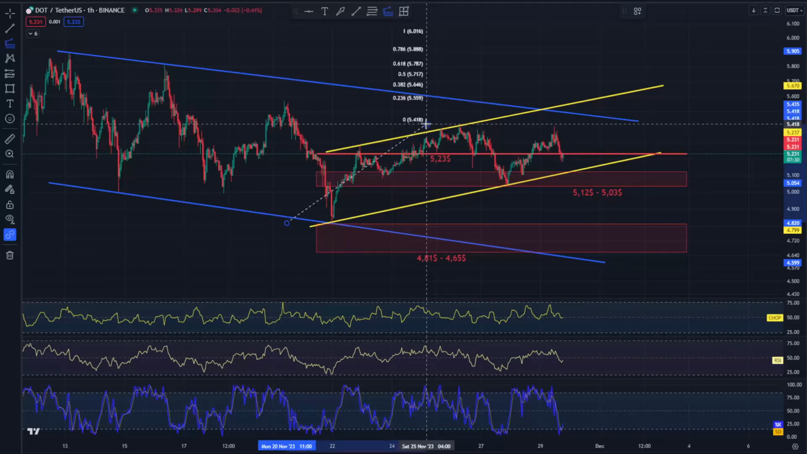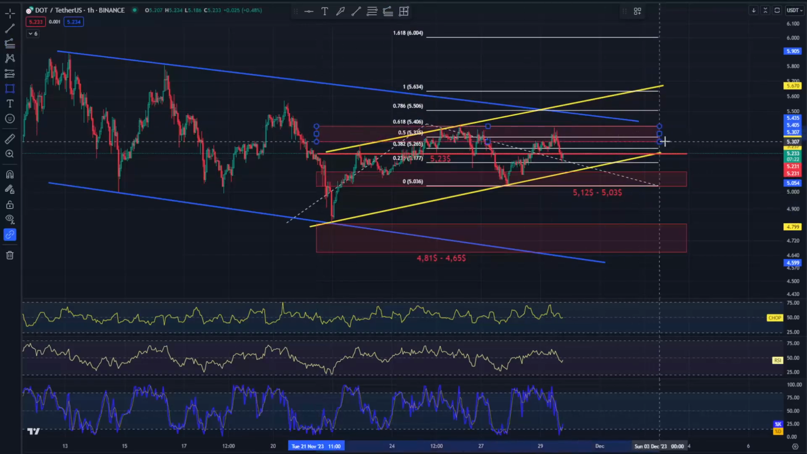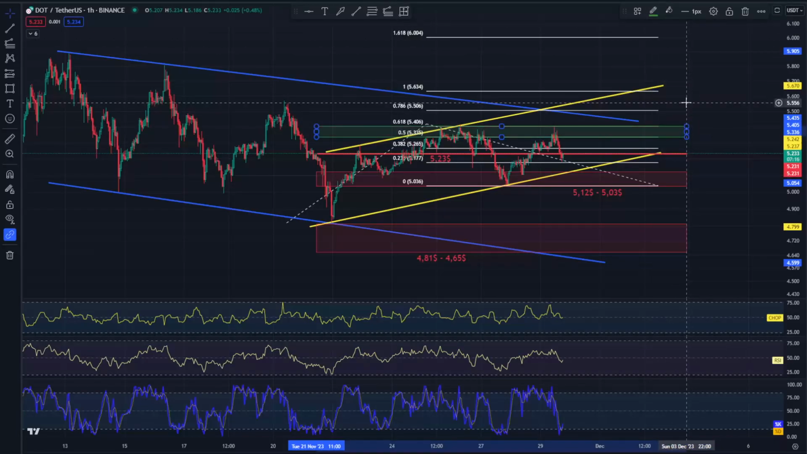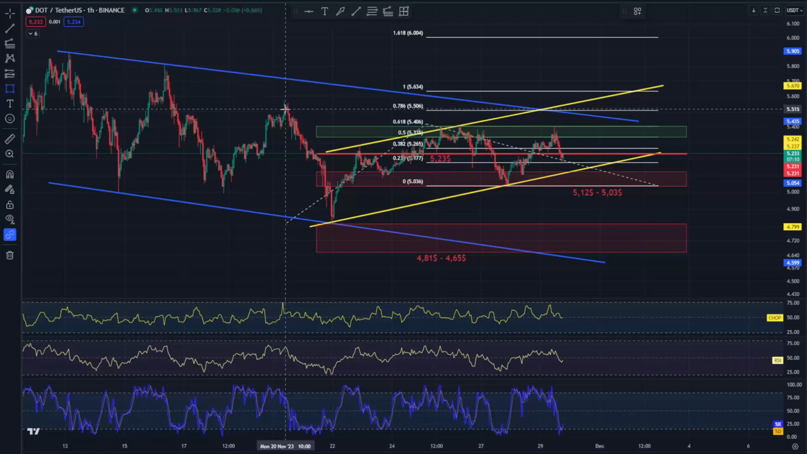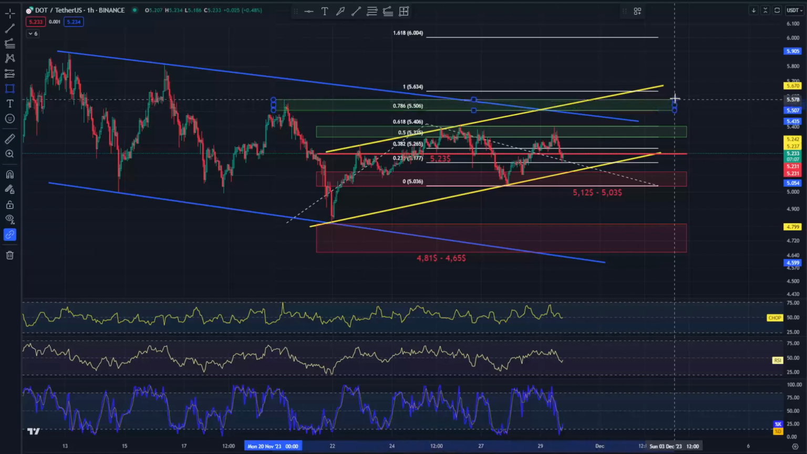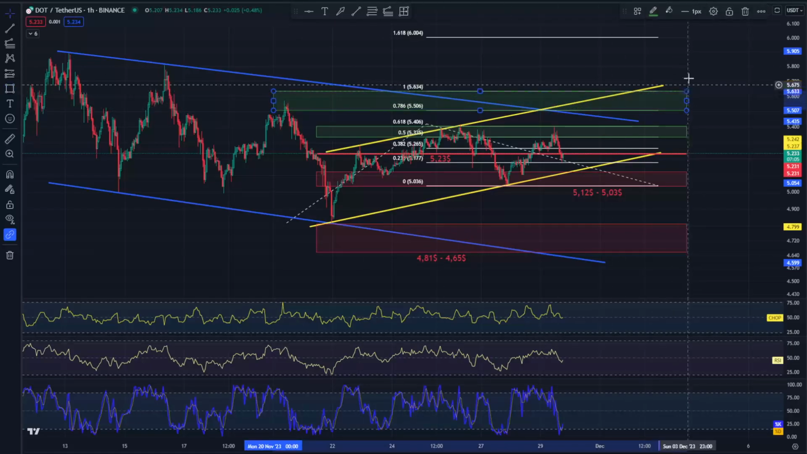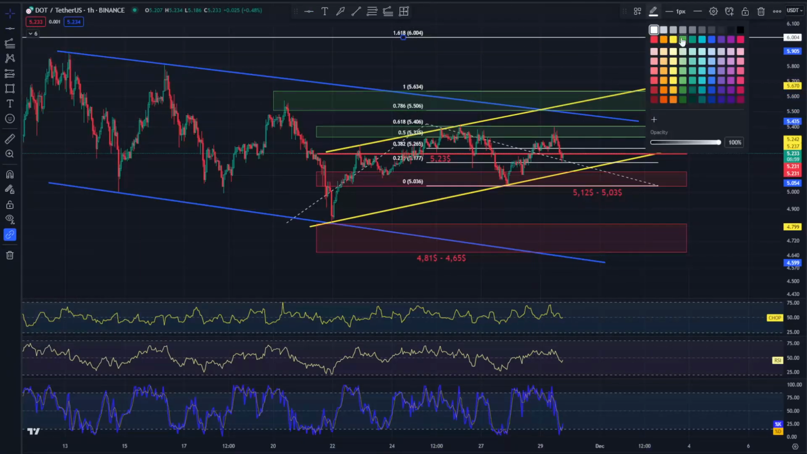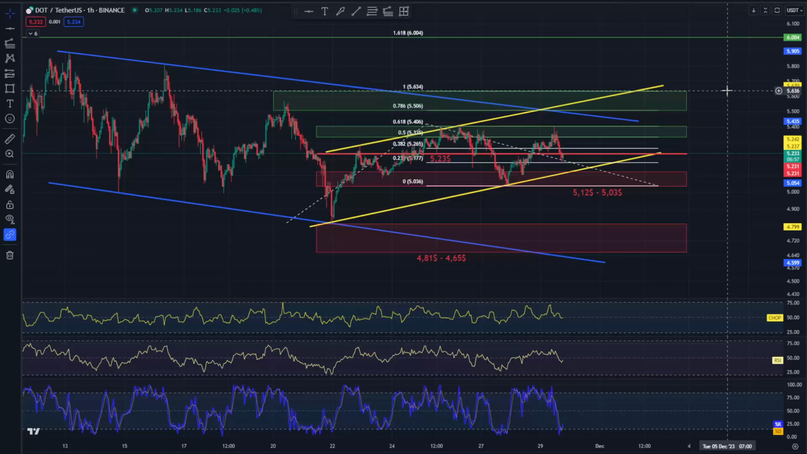Looking the other way, we see that the price has reached the resistance zone from $5.33 to $5.40, which it does not have the strength to break yet. However, if it manages to come out on top and out of the downtrend channel, it must overcome the zone from $5.50 to $5.63.